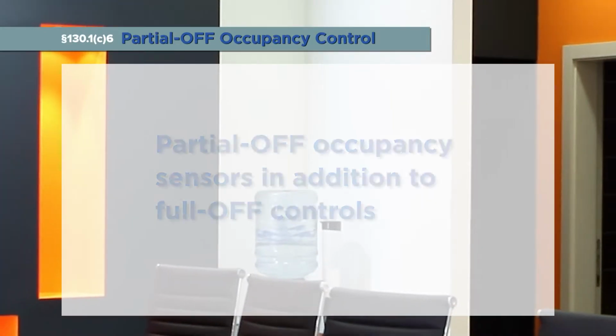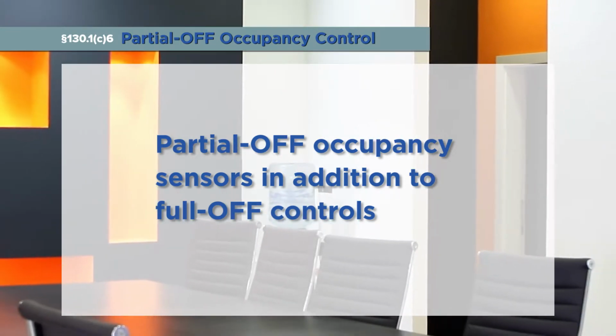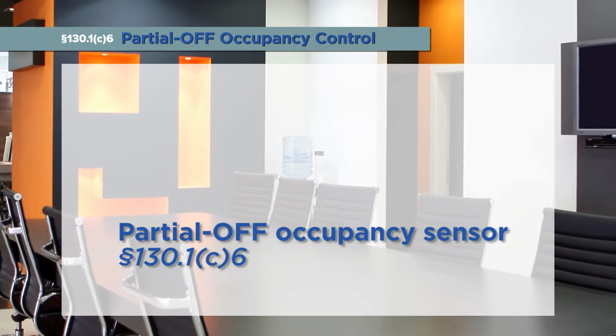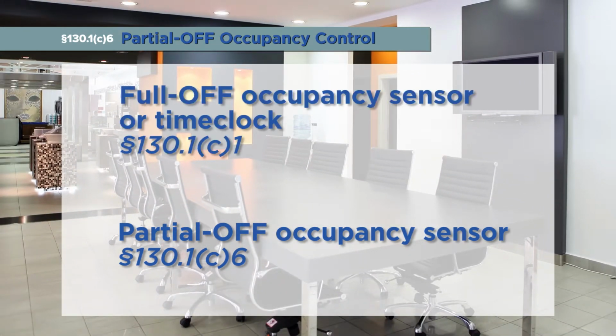It is important to note that Section 130.1c6 is in addition to Section 130.1c1. A partial off occupancy sensor would satisfy Section 130.1c6. However, you will still need either a full off occupancy sensor or time clock to satisfy Section 130.1c1 to shut off lighting when the space is normally unoccupied.